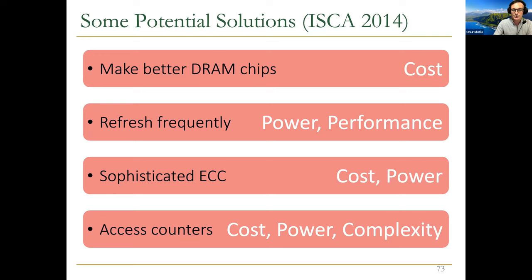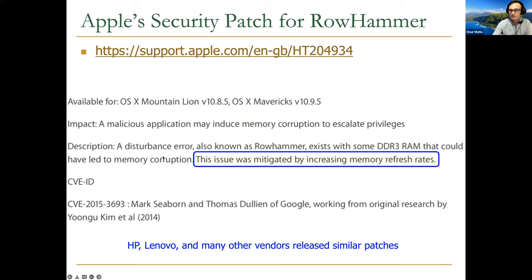But this is how the industry reacted to this problem, basically. This is Apple's security patch. You can see that Apple actually says, we increased the memory refresh rates to solve the RowHammer problem, basically. And they were nice enough to cite our paper in their security patch, as you can see.